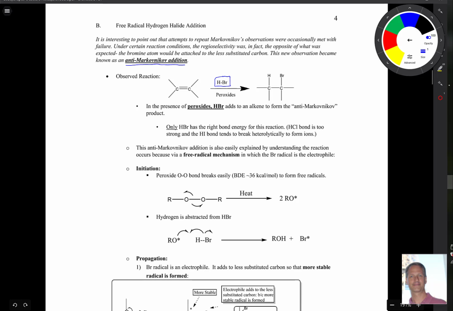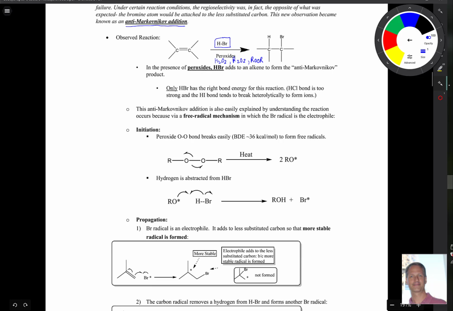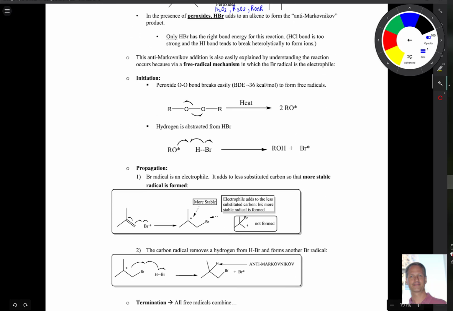Now peroxides, you've probably seen before. H2O2 is a peroxide. Sometimes they're written as R2O2 or ROOR. So if you see that written under the arrows, that's usually an indication of a peroxide, actually. All right, let's look at the mechanism and let's talk about what's happening here.